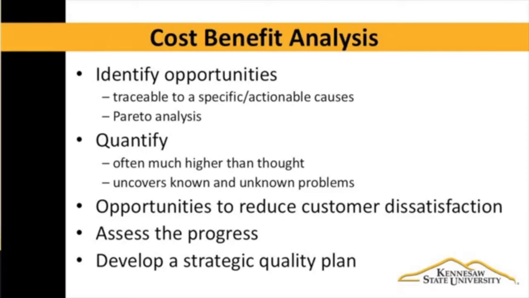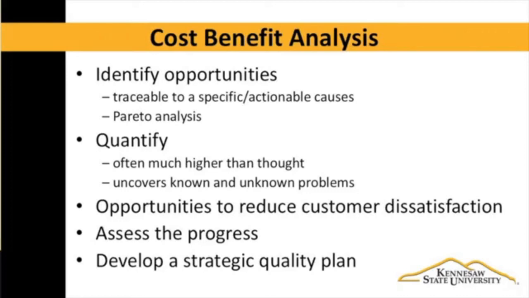When estimating cost of poor quality, consider this process. First, identify opportunities for cost reduction. These should be traceable to a specific actionable cause. A Pareto analysis can be useful. Next, quantify the size of the quality problem. Sometimes it can be much higher than thought. Put in terms of a measure important to the organization, such as sales. It also helps to reveal known and unknown problems.